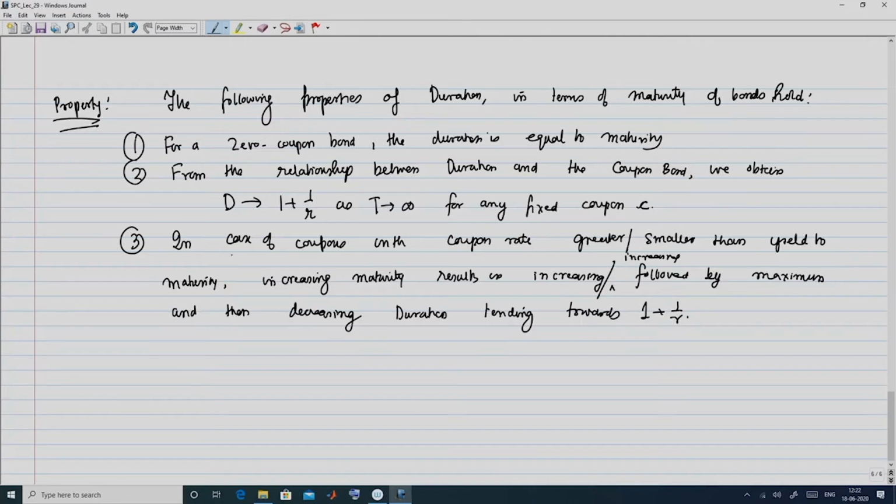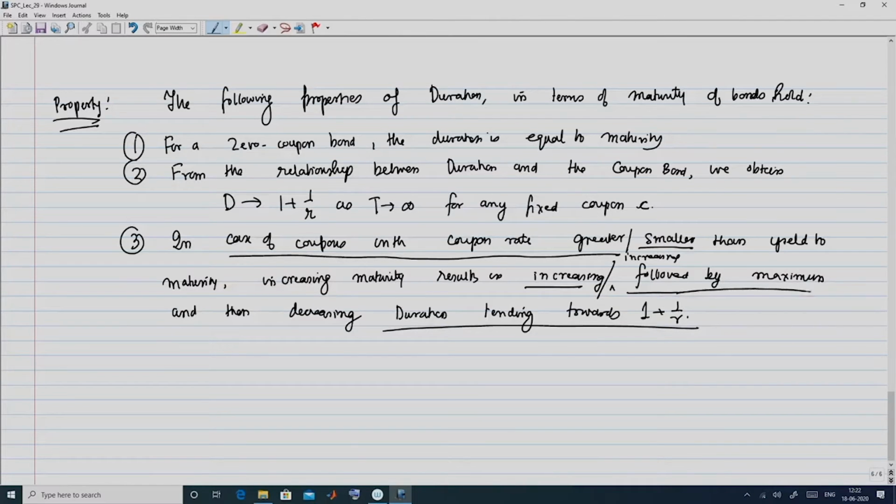So, this means that in case of coupons, when the coupon rate is greater than yield to maturity, it results in increasing duration tending towards 1 plus 1 over r, and when the coupon rate is smaller than the yield to maturity, it follows that initially it is an increasing duration followed by a maximum and then decreasing duration. All right. So, for greater than the yield to maturity, we will have an increasing duration, and when it is less than the yield to maturity, we will have a piecewise kind of behavior, where there is an increasing duration followed by the maximum and then a decreasing behavior, in both cases eventually tending to 1 plus 1 over r.